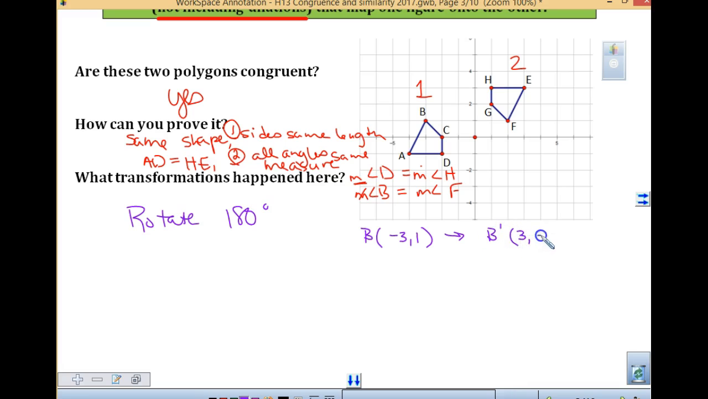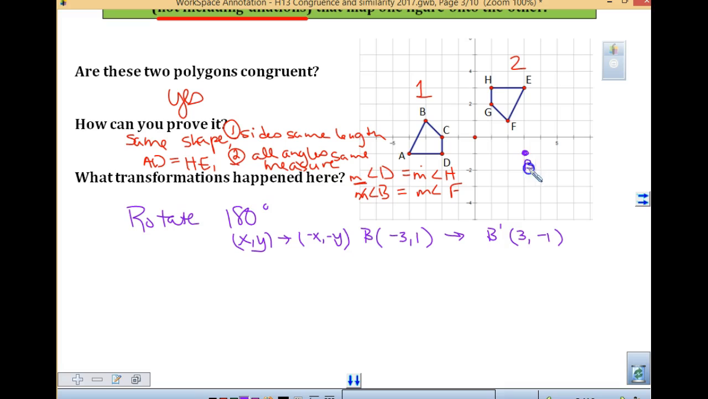+3, -1, right? Positive should become just the opposite, right? If it's 180, isn't that our rule for 180? X, Y? Okay, so (x, y) becomes (-x, -y). I agree with the 180. I like that. Rotate it 180. That is going to come up, though, right here.